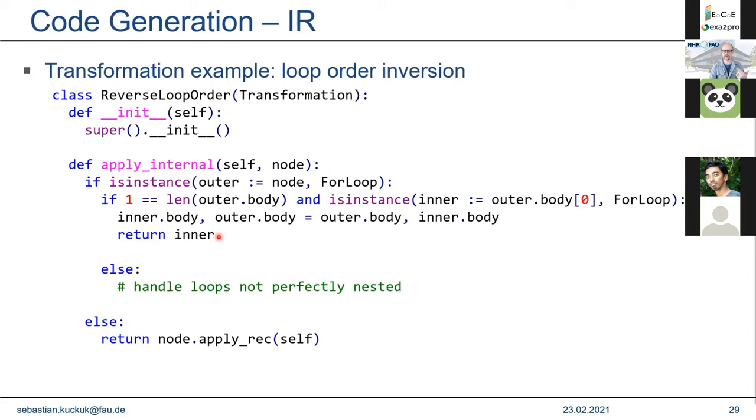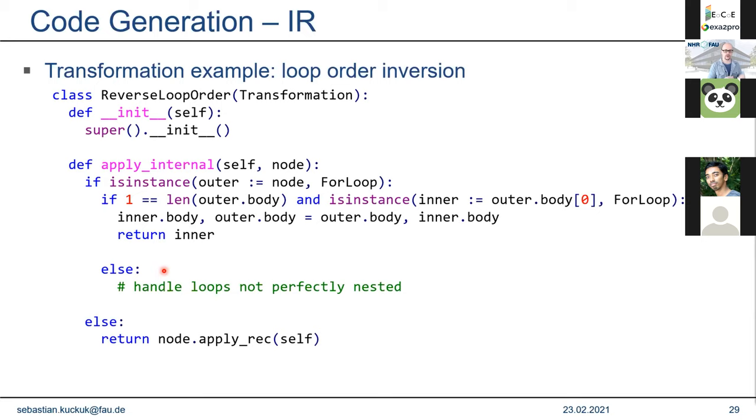And in case you don't have a perfect loop nest, you of course have to specialize your transformation. Then everything gets a little bit more complicated, but it's still doable. And when you look at this level, you can of course also do stuff like implement tiling or spatial blocking, such as we've heard before. You could analyze the body for access patterns to find out what kind of layer condition you need to apply to derive your blocking factors, and so on and so on. So this is a very powerful tool.